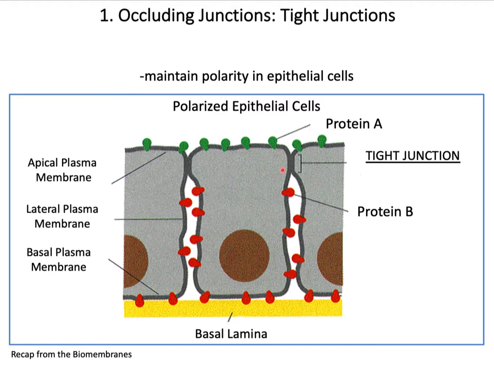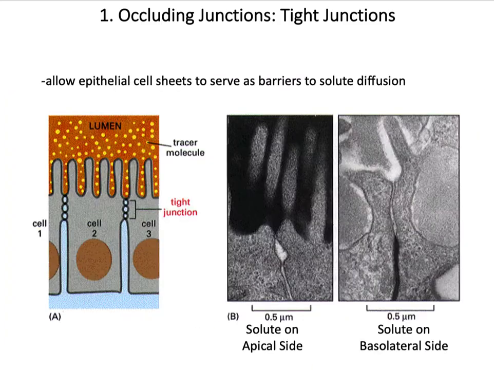Tight junctions are structures that are formed near the apical domain of the epithelial cells, producing a very, very tight membrane seal, such that the apical membrane proteins cannot diffuse into the basolateral domain, and the basolateral proteins cannot diffuse into the apical domain. So one of the functions of this tight junction, which is an occluding junction, is to maintain the polarity in epithelial cells. And again, this should be a review.